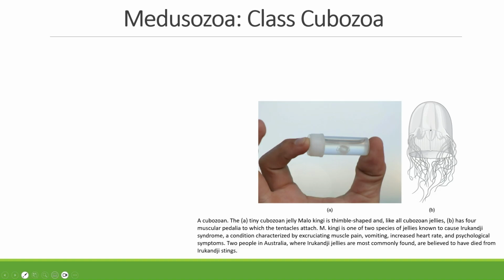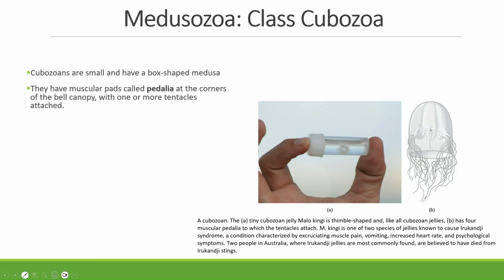We now turn to the class Cubozoa, commonly known as box jellies. So these aren't true jellies. Cubozoa, we're talking about box jellies. These animals have a distinctive box-shaped medusa that is usually small, only ranging from 15 to 25 centimeters. There's 2.54 centimeters in an inch, so we're looking at maybe up to about 10 inches in size.